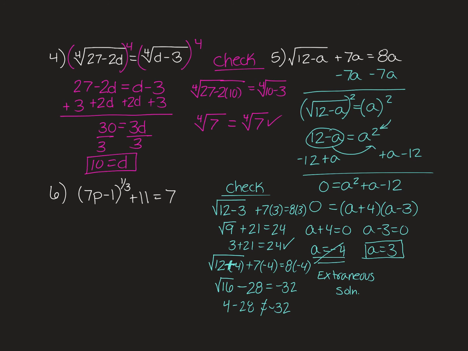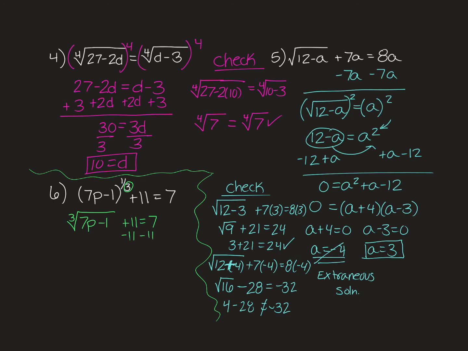Now let's look at number 6 here. I'm going to kind of break up my whiteboard here. Okay, so this is where I was talking about the rational exponents. If I have something raised to the 1/3 power, that's the same as saying the cube root of 7p minus 1, plus 11 is equal to 7. Okay, so just recognize that your denominator in your fraction will tell you the index of your radical. But the same steps apply.